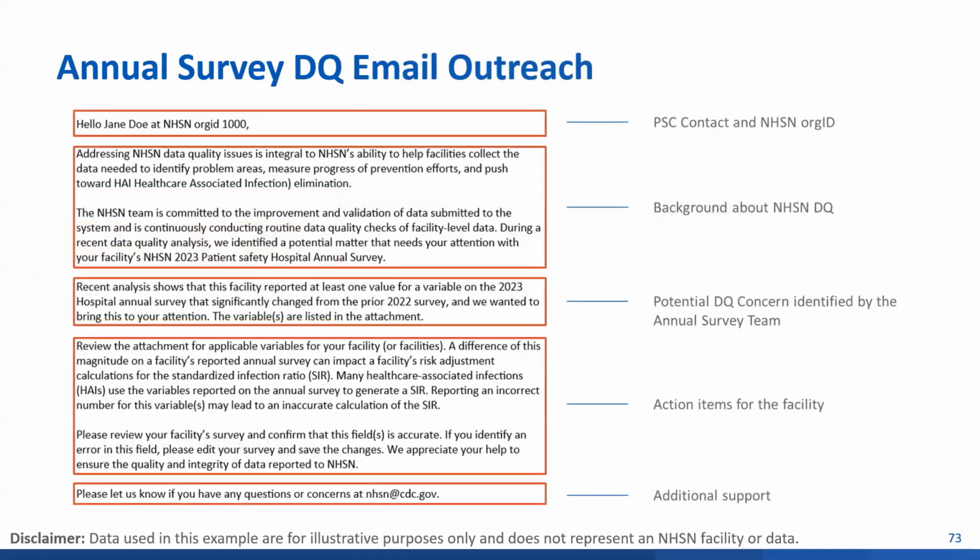After identifying that this facility needs outreach, the NHSN team sends an outreach email. This example shows the different sections that are included in an outreach email. The survey team first identifies the patient safety component and the NHSN org ID, and then provides background information on NHSN data quality. Next, we explain the potential concern and provide the facility with action items. Lastly, we provide contact information if the facility needs additional support from the survey team. Next slide.